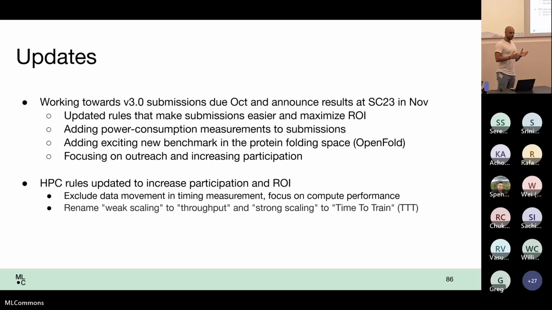More than that, we added, in my opinion, a very exciting new benchmark in the protein folding space, the OpenFold, which is the open version of AlphaFold 2. And we're now focusing on outreach.